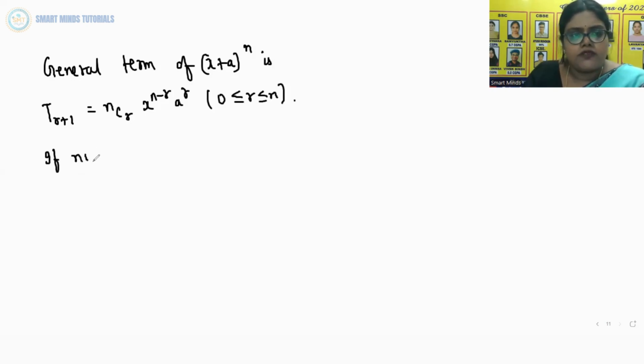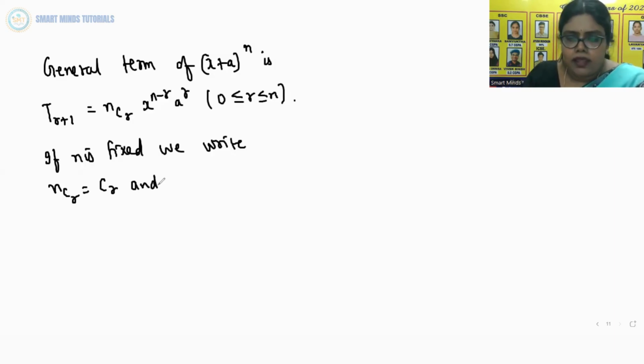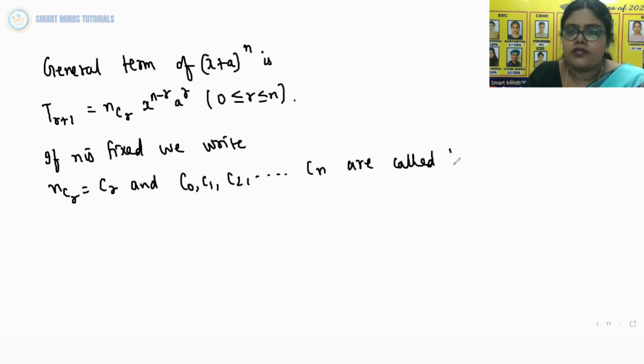And if n is fixed, then we write nCr equal to Cr, and C0, C1, C2, so on up to Cn are called binomial coefficients.